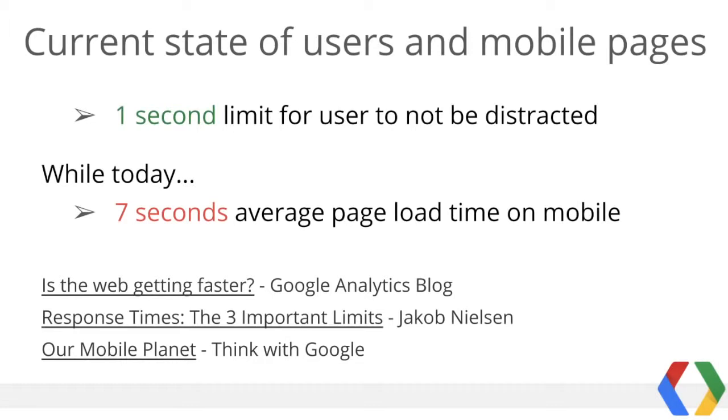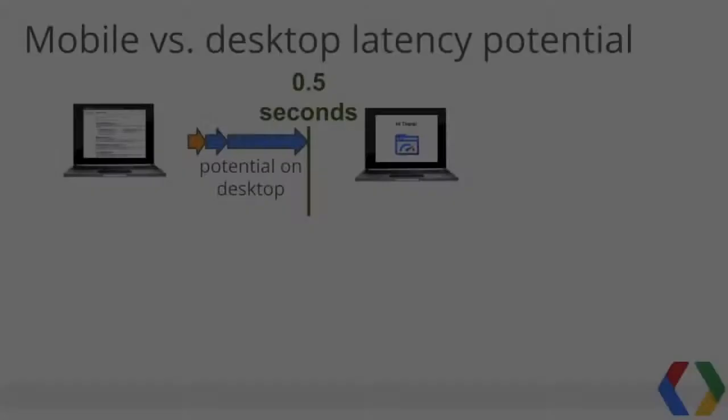Well, studies show there's a 1 second limit for a user not to be distracted, while today, 7 seconds is the average page load time on mobile. This means that we have 6 extra seconds to try another website, completely forget our task at hand, or perhaps brew in frustration. Let me explain a bit more about why the mobile web is slower than desktop.